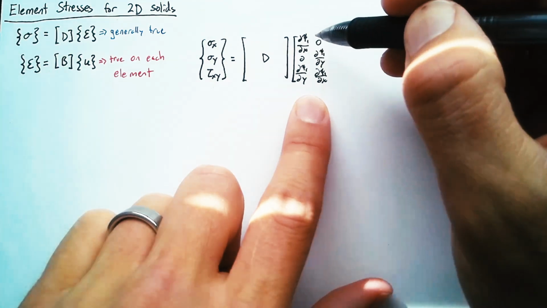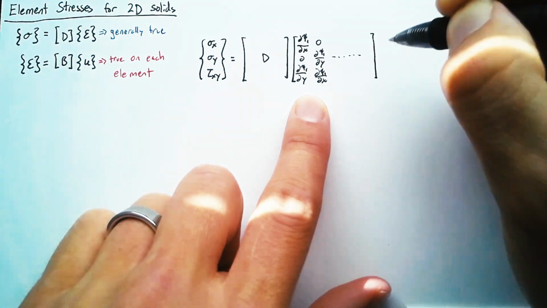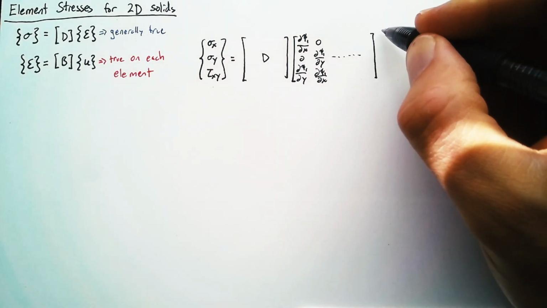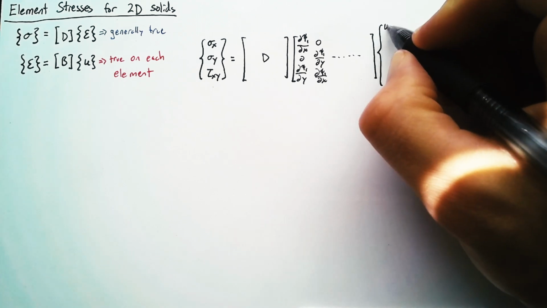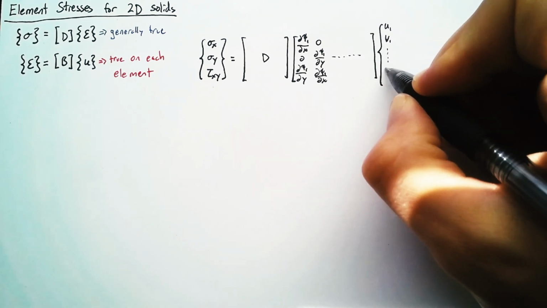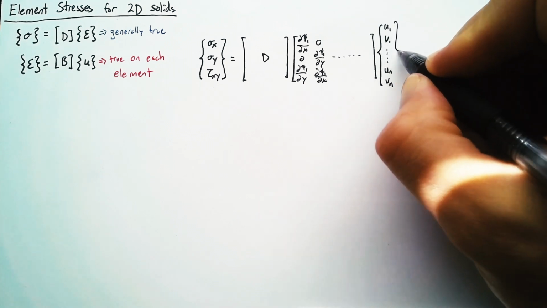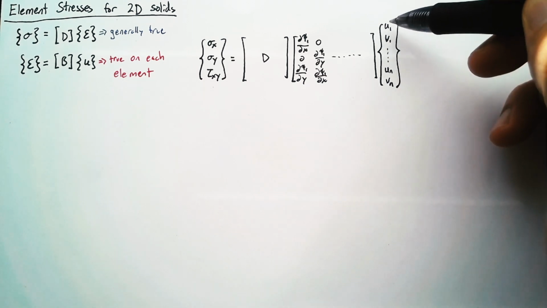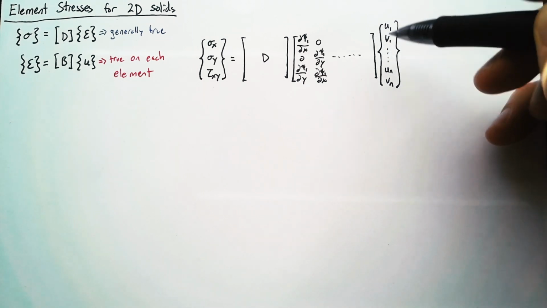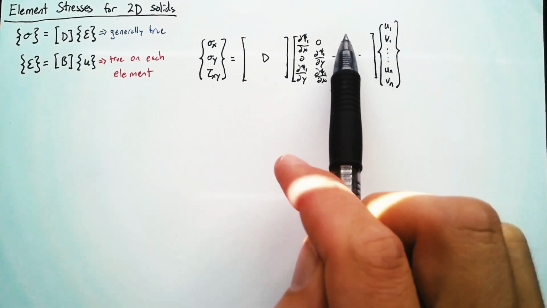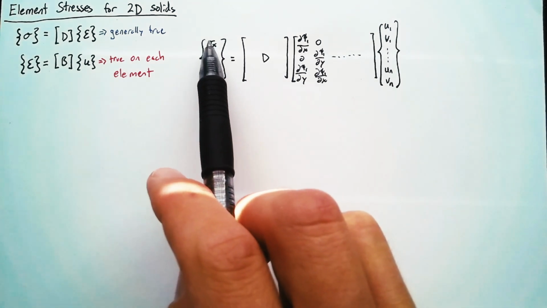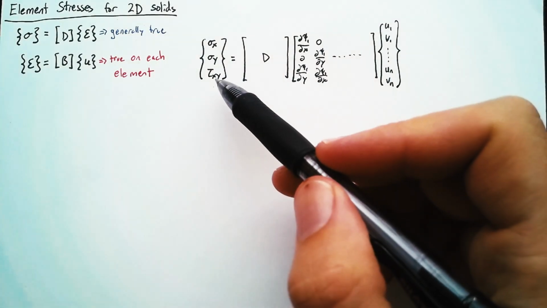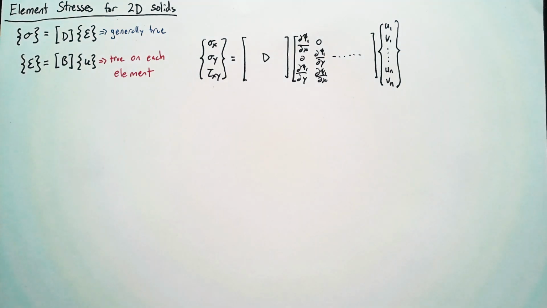And so this pattern is repeated for each shape function, and of course we could have any number of shape functions depending on the element type that we have. And then finally, that's going to be multiplied by u1, v1, all the way down to un, vn. So the idea here is that after we have solved, we know all of the displacements for each element. And so we can use that along with this B matrix and D matrix in order to find the stresses for each element.